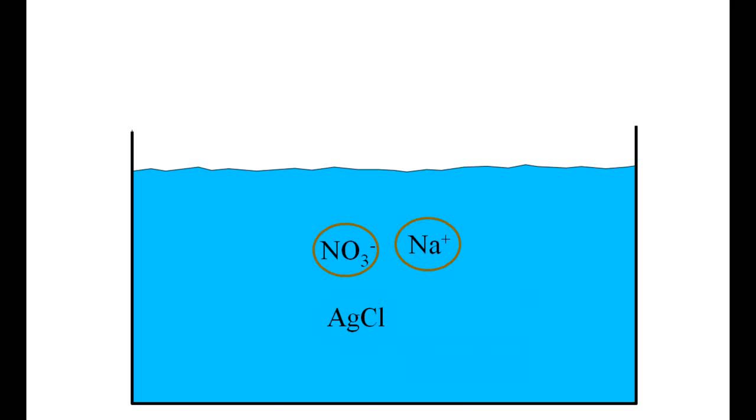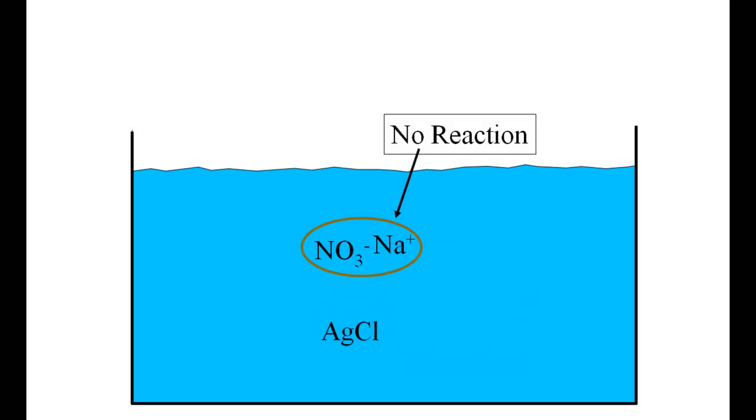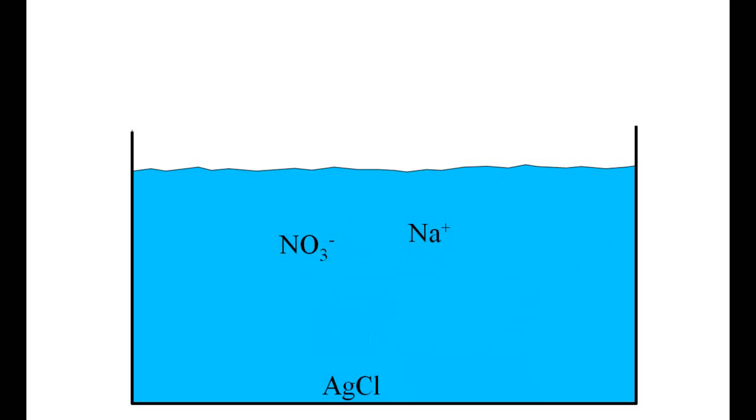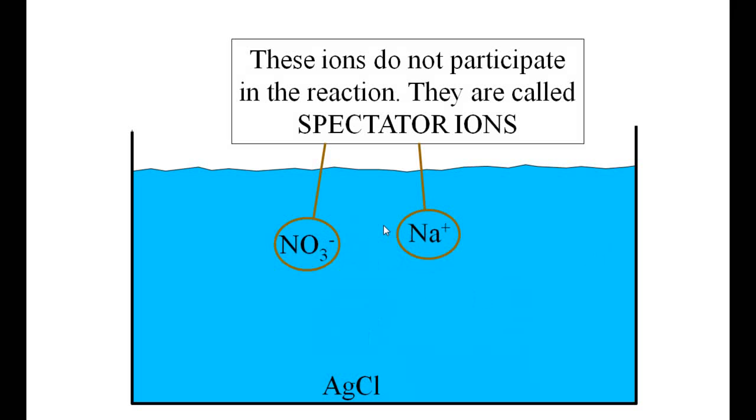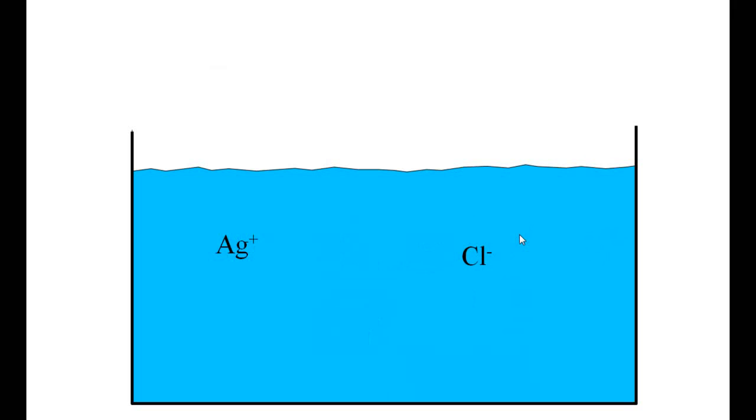Alright, so my sodium and my nitrate, which are just floating around, there's no reaction between them. Nothing happens when they come together. They want to stay dissolved. And because they don't participate in the reaction, we call them spectator ions. Just like if you're at the sidelines watching a game, you're a spectator, you're not involved in the game. So silver and the chloride do react, though, and form this solid.